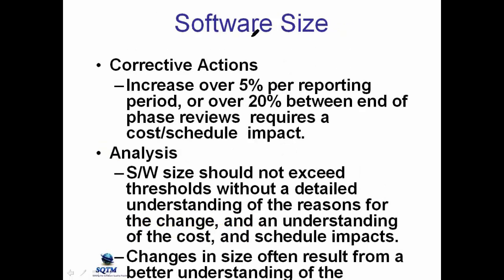And again, this would be in a metrics plan, corrective action. This is the metrics plan of one organization. An increase over 5% in the size per reporting, or over 20% between phases, requires a cost and schedule impact assessment. What this company is saying is, if the software size increases a certain amount, then we have to stop and evaluate the impact of the increased size and what cost and schedule impact we have. And the result can say there is no impact, or yes, there is a sizable impact, and we may have to adjust our cost and schedule.